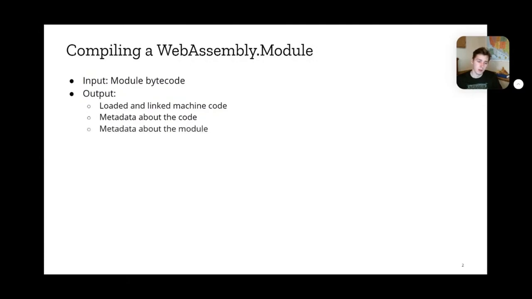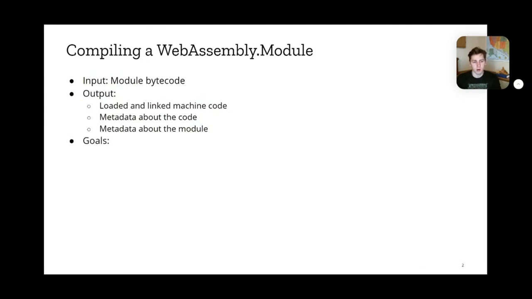Another thing is the metadata about the module. This is all the information about the runtime structures we'll have to create when we instantiate this module. This is things like linear memory information, along with tables, globals, element segments, data segments, and all that. So these three things together are roughly what comes together to represent a WebAssembly module.